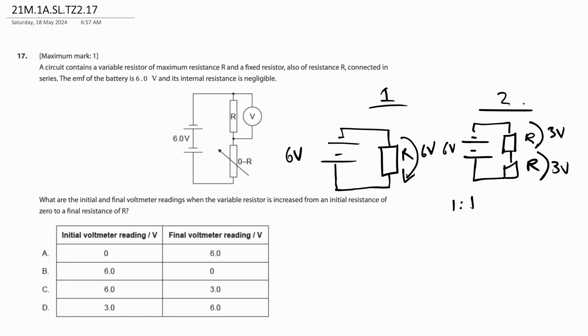So the initial reading of the voltmeter must be 6 volts and the final reading of the voltmeter must be 3 volts, right? So that's your answer.